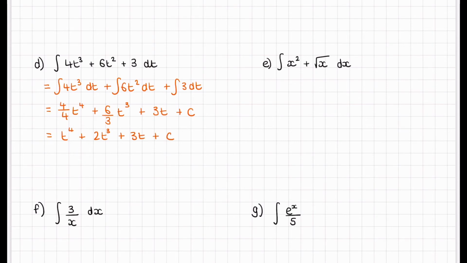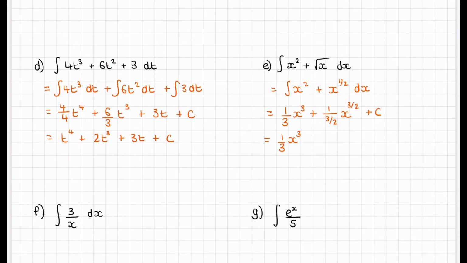Part E, same idea. The first thing I will do here though, is I am going to rewrite the square root of x to x to the power of a half. And now we do the integral of each separately. So it's a 2, so it'll be 1 on 3 x to the power of 3 plus now a half. So we'll have 1 on a half plus 1 is 3 on 2 x to the power of 3 on 2 plus c, and then simplify.